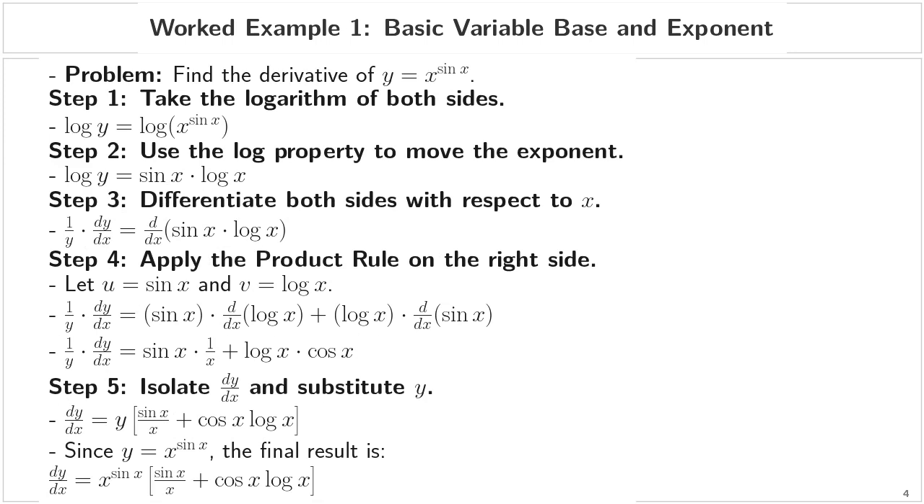Finally, in step 5, we isolate the derivative. We multiply the entire right side by y, which gives us dy over dx equals y times the quantity sine x over x plus cosine x log x.